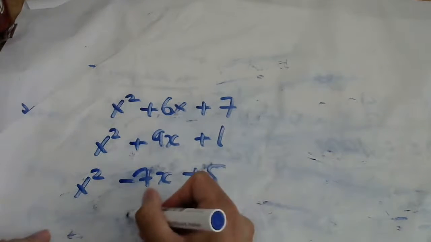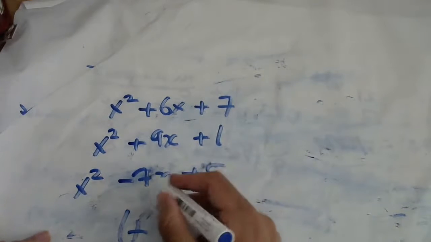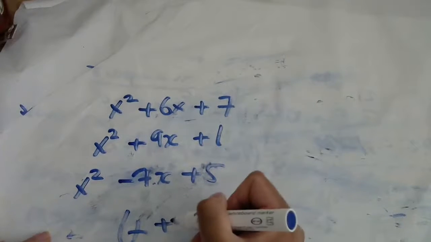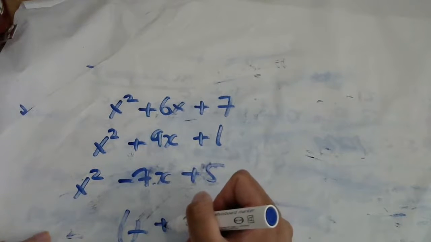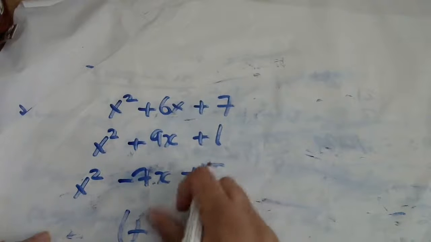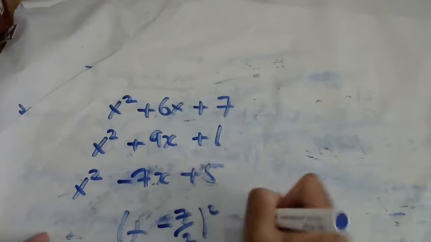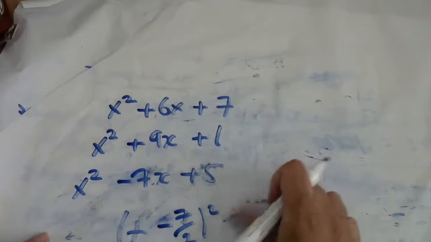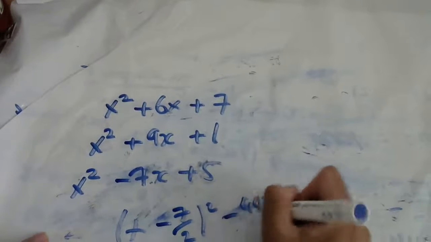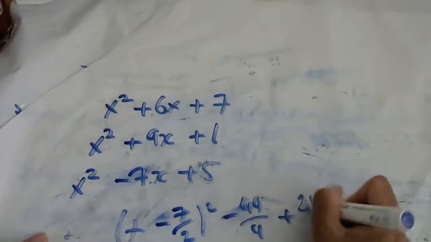So what you've got here. So this goes x minus. Oh, by the way, that should be a positive on that one. So it's not minus 3 halves, 3.5. It's positive 3.5. So yeah, it goes minus 7 over 2 squared, minus 49 over 4 plus 25 over 4.